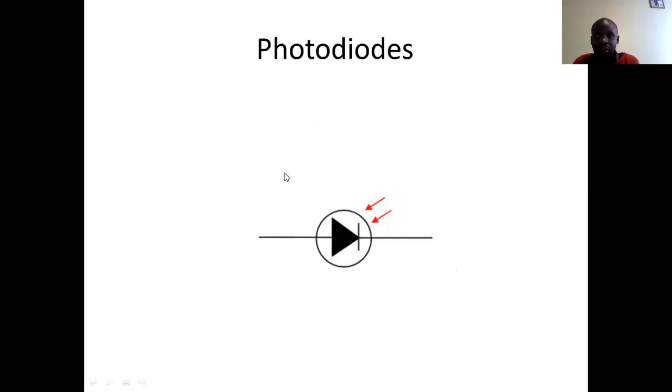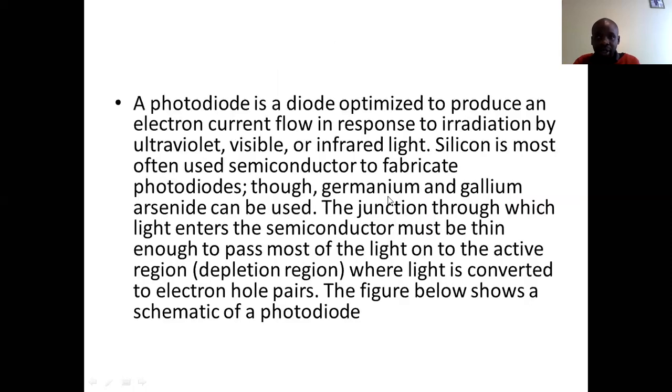Let me also mention very quickly about the photodiodes. Photodiodes, as the name suggests, are diodes which are operated by light. So light falls on this photodiode, and then you can conduct. An electron current flows in response to irradiation. So they can be irradiated by visible light, UV light, or infrared. When that happens, the resistance inside the photodiode reduces, and it goes into a conduction mode.